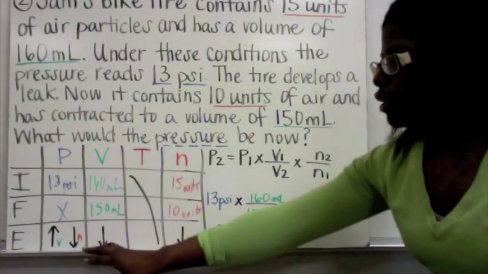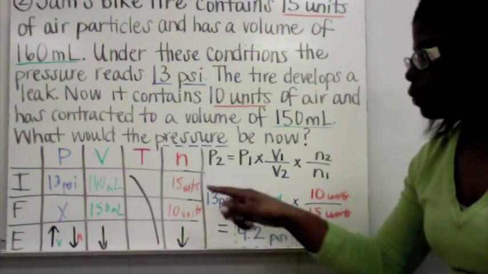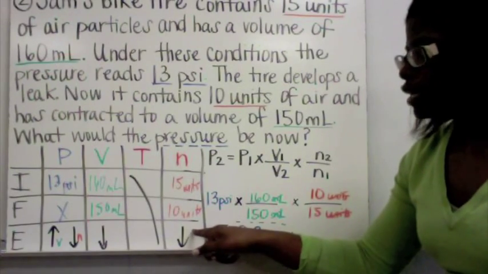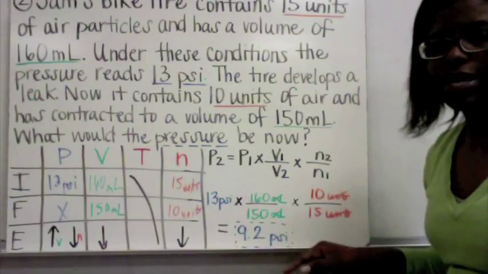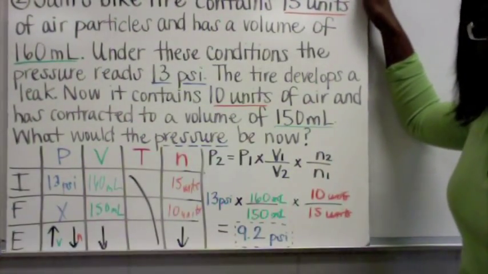Then you want to go back and figure out, is 9.2 psi less than 13? Because we're focusing on the relationship between pressure and the number of particles. So because the number of particles decreased, we want the pressure to also decrease. 9.2 is less than 13 psi. So what does that look like in our particle diagram?